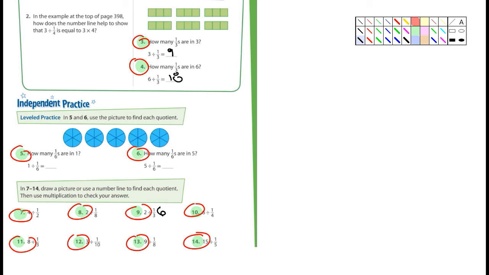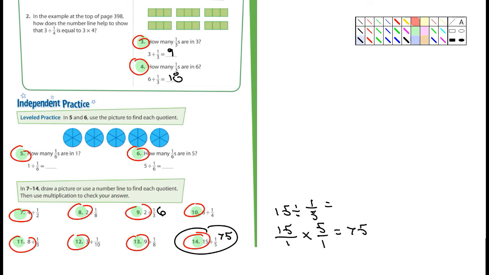How about number 14 here? 15. This is the one I'm looking at. 15 divided by 1/5. It's going to be the same thing as 15 over 1 times 5 over 1. Remember, keep, change, flip. What's 15 times 5? Well, 15 times 4 that's 60, so it's 75. So the answer to number 14 is 75. You guys can do these. This won't take you that long.